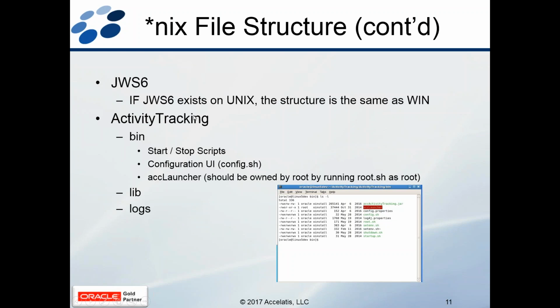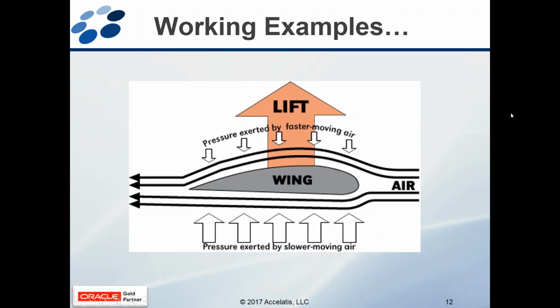And the only other thing I wanted to pull up here was activity tracking can reside on a Unix server, and if it does, just a couple of directories in the folder structure. There's a bin directory which contains the stop-start scripts. There's a configuration UI called config.sh. And then there's also a launcher file which should be owned by the root user, and the way that you would do that is you could run the little root.sh that's in here as root, and it should look just like I have on the presentation here. And there's a lib directory with some jar files in it, and a logs directory that contains some logs. So again, nothing crazy there.